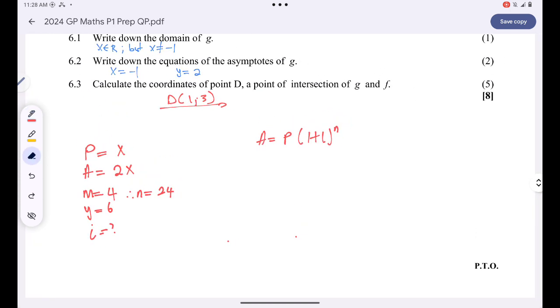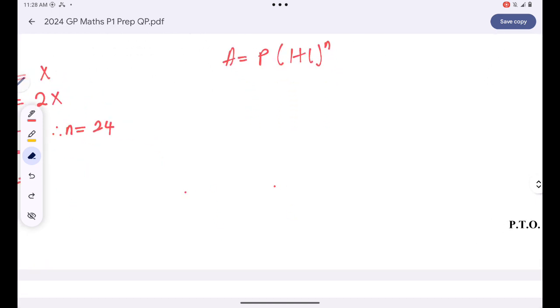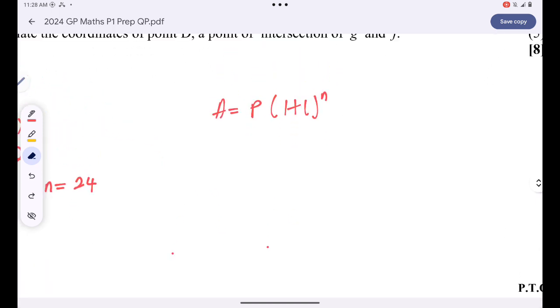So I'll simply say A is equal to P times 1 plus i to the power N. Please guys, do not let this disturb you. These are answers from the previous question. I do know the value of A is just equal to 2x. The value of P is just equal to x, and then I have 1 plus i nominal divided by 4, to the power 24.